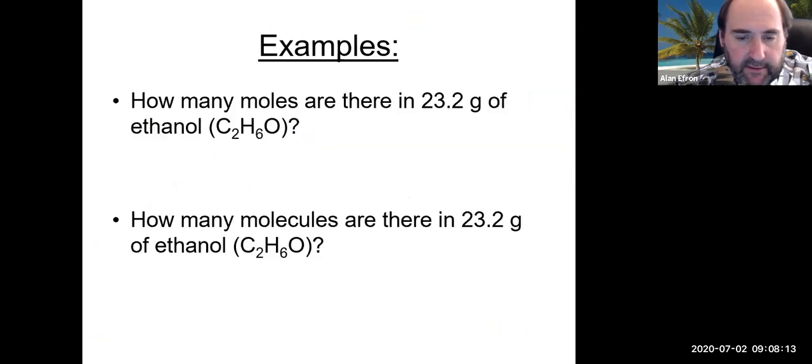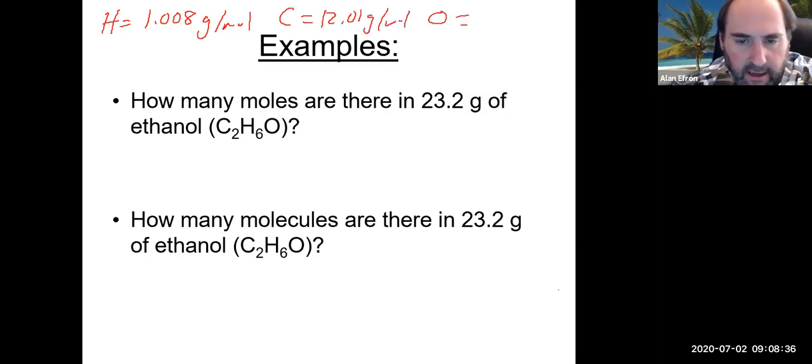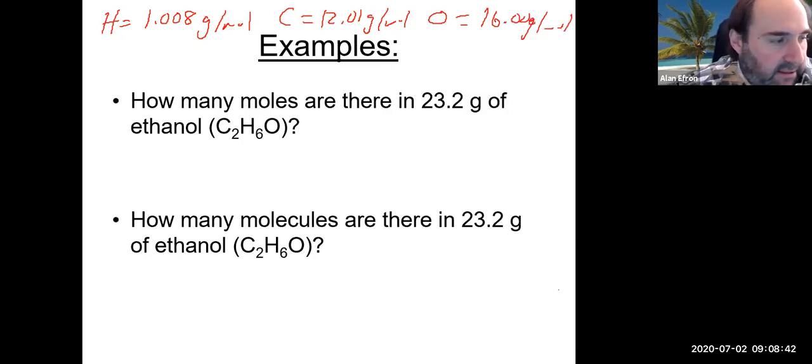Okay, so let's see. Here you go. You got a couple of things here. Why don't you try these? How many moles are there in 23.2 grams of ethanol? And how many molecules? I'll give you some numbers in case you don't have a periodic table. Hydrogen, 1.008 grams per mole. Carbon, 12.01 grams per mole. And oxygen, 16 grams per mole. All right, so take a couple of minutes there and see what you come up with.